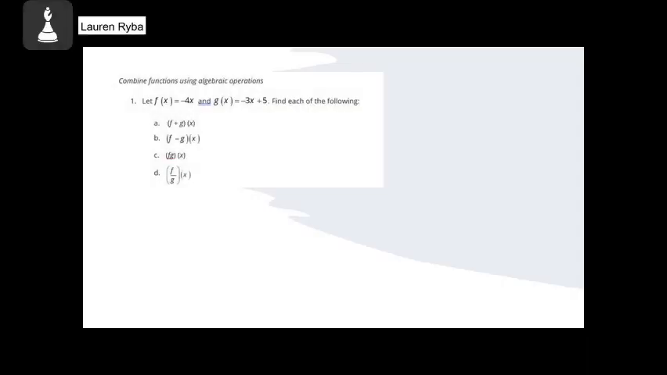What we're going to be given is two different functions, and we're going to be asked to combine them by adding, subtracting, multiplying, and dividing. We have the function f being negative 4x and the function g negative 3x plus 5. So the first thing they want us to do is to find f plus g of x, which literally just means add the two functions together. So negative 4x we want to add with negative 3x plus 5. Negative 4x and negative 3x are like terms, combining to make negative 7x plus 5. And that is the answer.